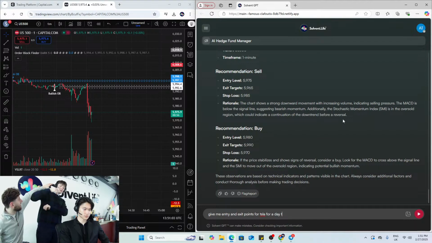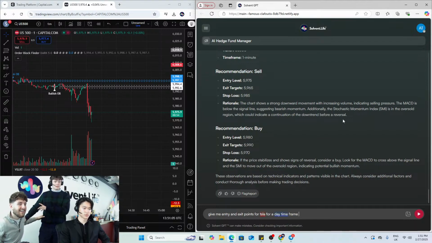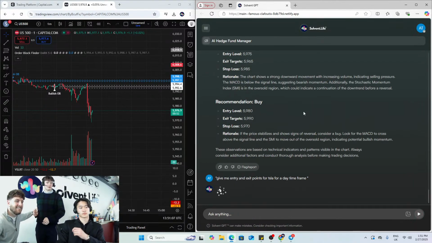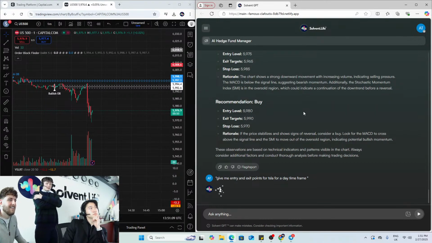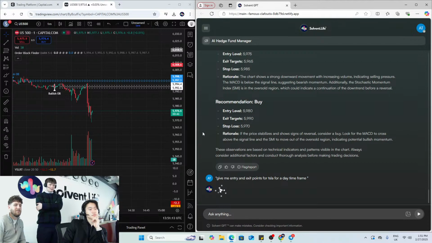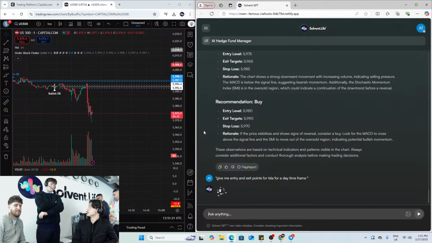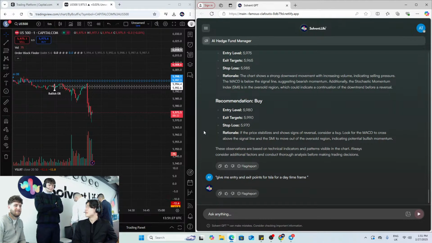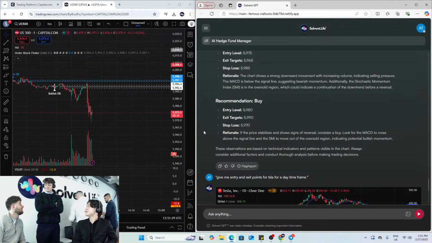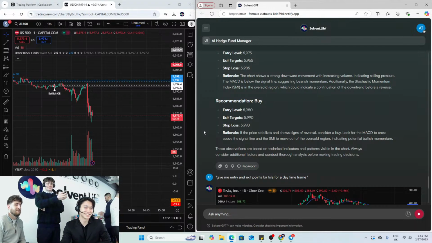For Tesla, I'm getting involved. Tesla for a day time frame, so one whole day. So it's very advanced. It'll bring up the chart, the interactive chart, and then give you exact rates. It'll bring it up in the request, so you don't have to take the screenshots anymore. Wow. Yeah, that's amazing. It's revolutionary.